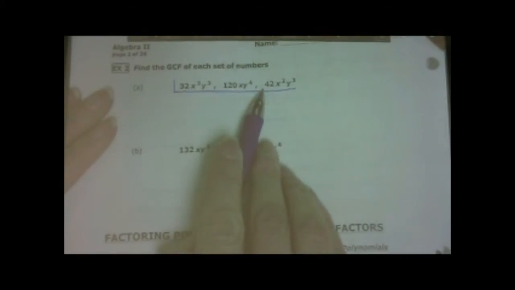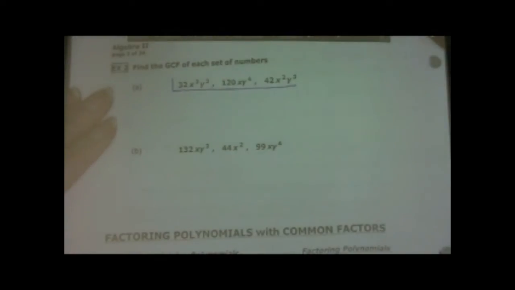All right, let's go to the next page. It says find the GCF of each set of numbers. And this time I've got 3 of them. And in order for me to pull it out here in front, it has to go into all 3, not just 2 of them, but all 3. And I don't know what goes into all of these, but I'm thinking 2 because they're all even. So I'm going to pull a 2 out.